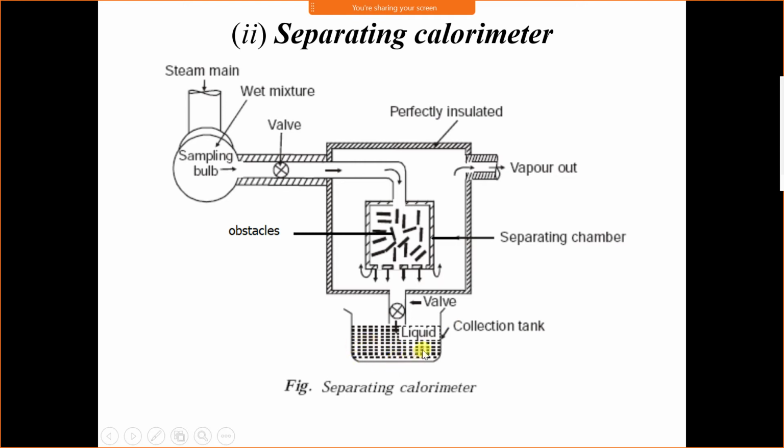The mass of the collection tank is measured, and we know the amount of wet steam supplied. Suppose the amount of wet steam is 10 kg and the mass of water collected is 8 kg. It means vapor is 2 kg. We know the amount of wet steam entered, 10 kg, and water collected is 8 kg, so the vapor is 2 kg.